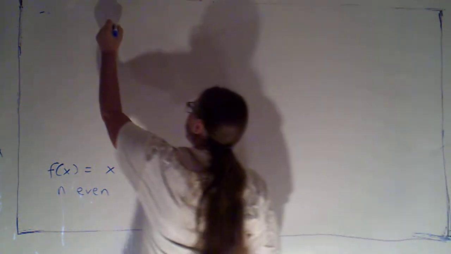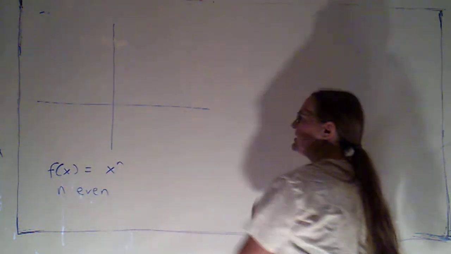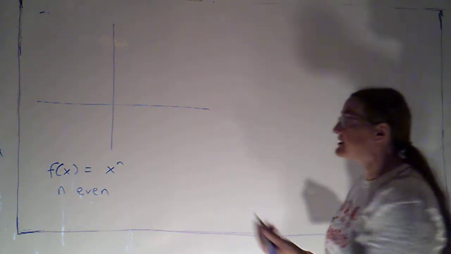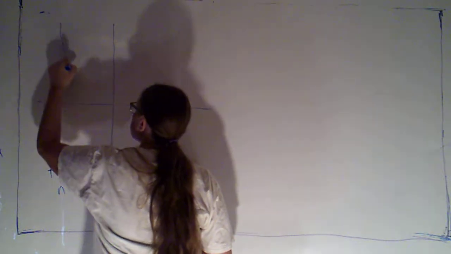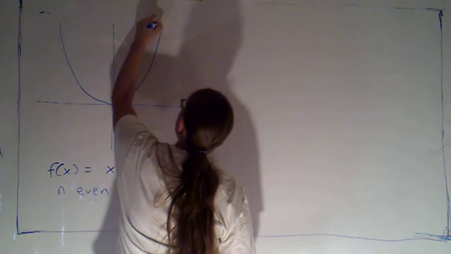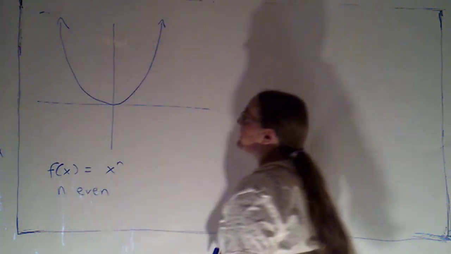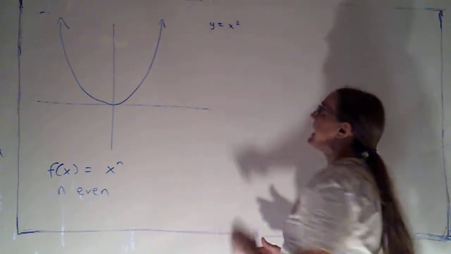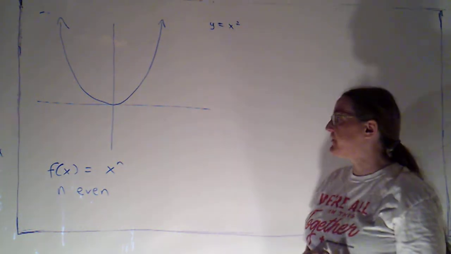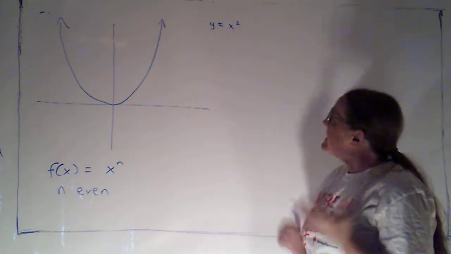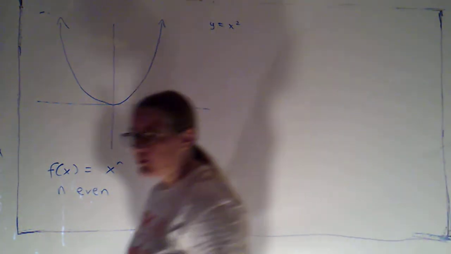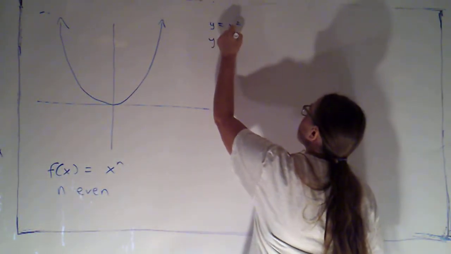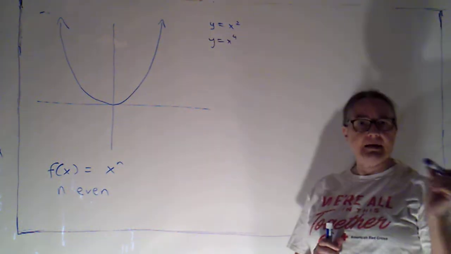Okay, so the first positive even integer that we have would be 2. So I could have f of x equals x squared. And we already know what that looks like. That's just our beautiful parabola that looks something like this. Okay, so I'm just going to write that as y equals x squared. That's the blue curve that we have there. Now, the next positive even power that we have would be the 4th power. So I can look at y equals x to the 4th. I'm going to draw that in purple.